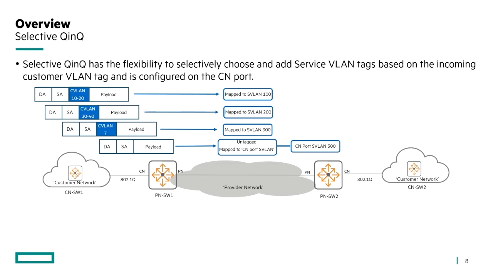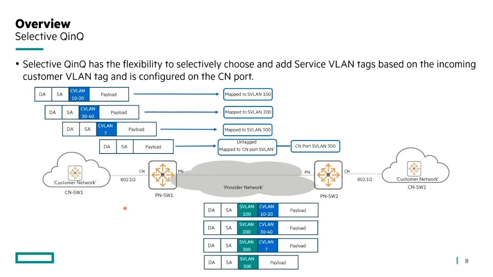And all untagged traffic would be a catch-all on the CN port configuration of SVLAN, whatever that SVLAN is configured on that CN port. In this example, it's 300. So all these customer VLANs can be coming down an 802.1q trunk or lag, and with the appropriate configuration, they can be selected to map to a different SVLAN for those CVLAN 802.1q ranges. So SVLAN 100 for CVLANs 10 to 20, SVLAN 200, 30 to 40, and so on and so forth, and transmitted across the provider network.